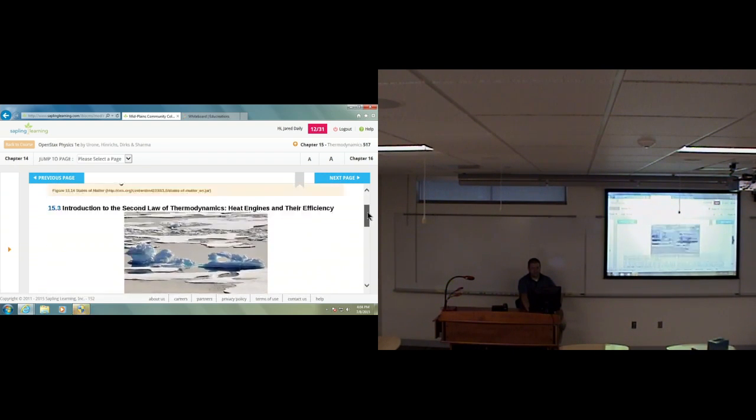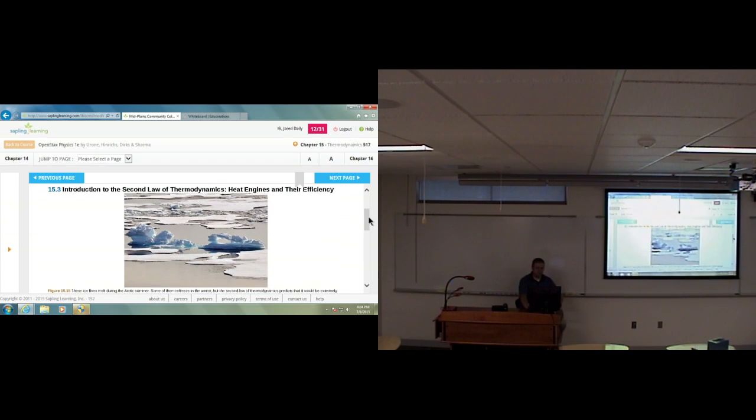That leads to the second law of thermodynamics, and I have this great picture here of the melting ice on the Arctic in the summertime, right? The second law of thermodynamics essentially says that everything in the universe tends to become more disorganized, you're always losing energy, essentially.